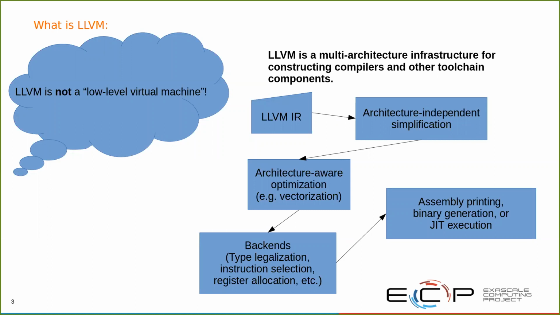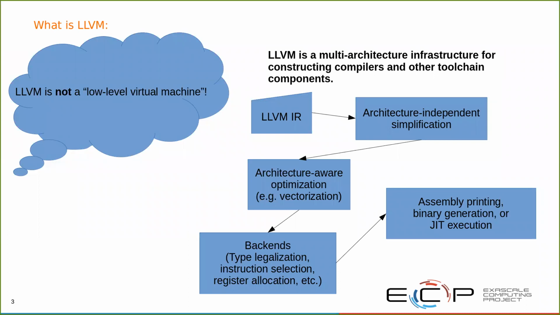The core component of LLVM is this compilation infrastructure that is composed of several different stages. LLVM has what's called an intermediate representation. It's essentially the language that's used to represent programs. This intermediate representation is then put through various kinds of transformations using this modular infrastructure. There are architecture independent simplifications. There are architecture aware optimizations, such as auto-vectorization. There are various kinds of backends that can be used. So you can do things like type legalization, instruction selection, register allocation, all those things which are really dependent on a particular architecture and are tied to that architecture.